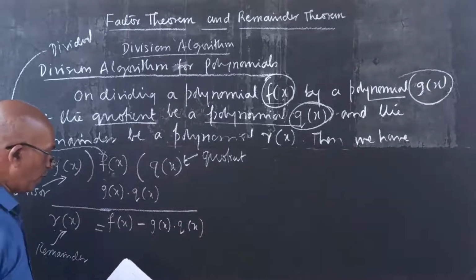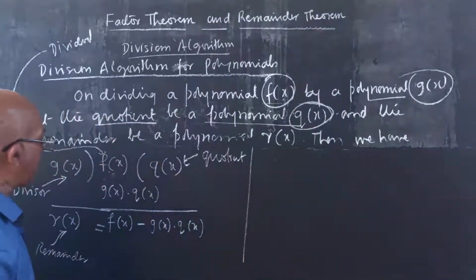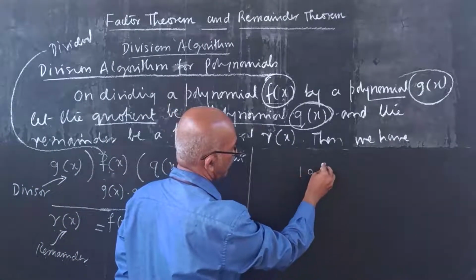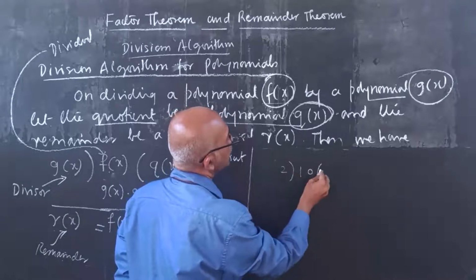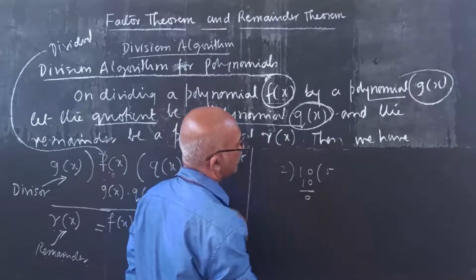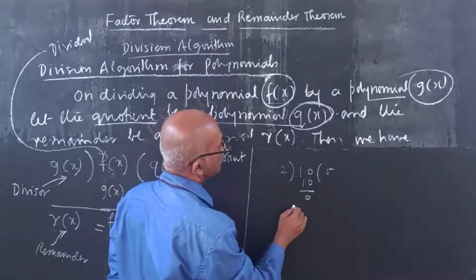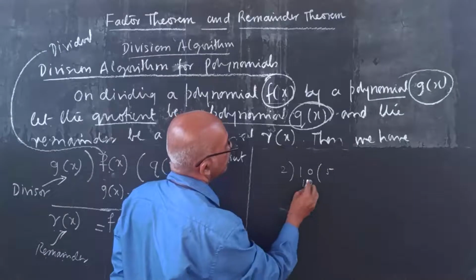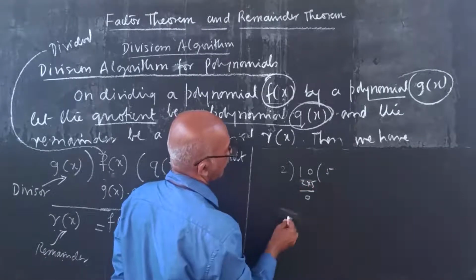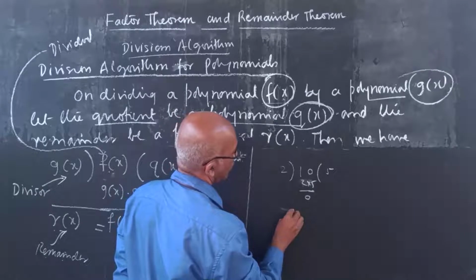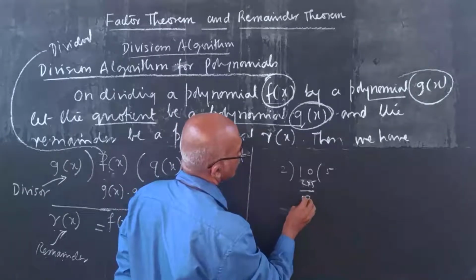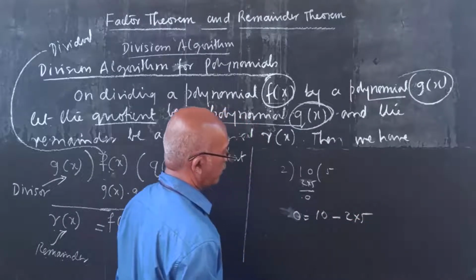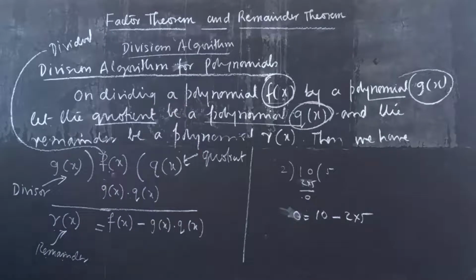Now we shall frame the relation between these two. See here, it's very simple. You can imagine like this. When we divide, 2 5 is 10. So 0 we got. So 0 is equal to 10 minus 2 into 5. Subtract, so this is your remainder. 0 is equal to 10 minus 2 into 5.